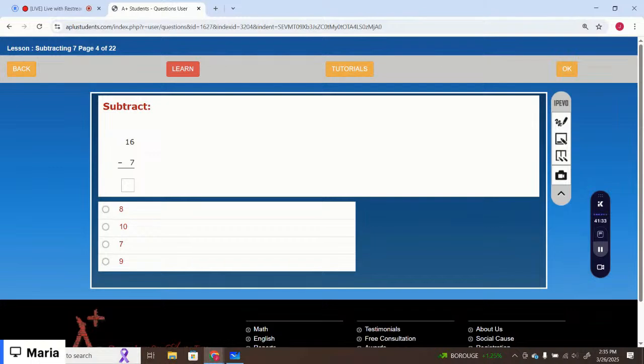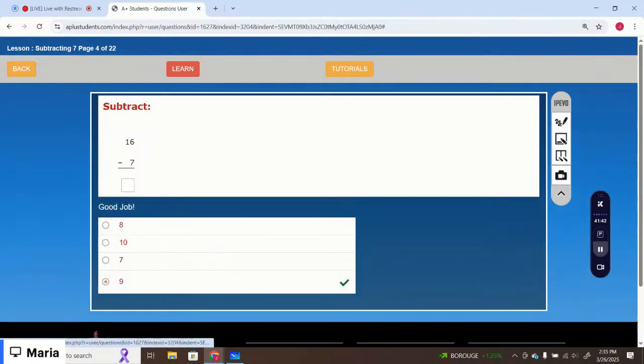16 take away 7 equals. 16 take away 7 is 9. The last option is the correct option.